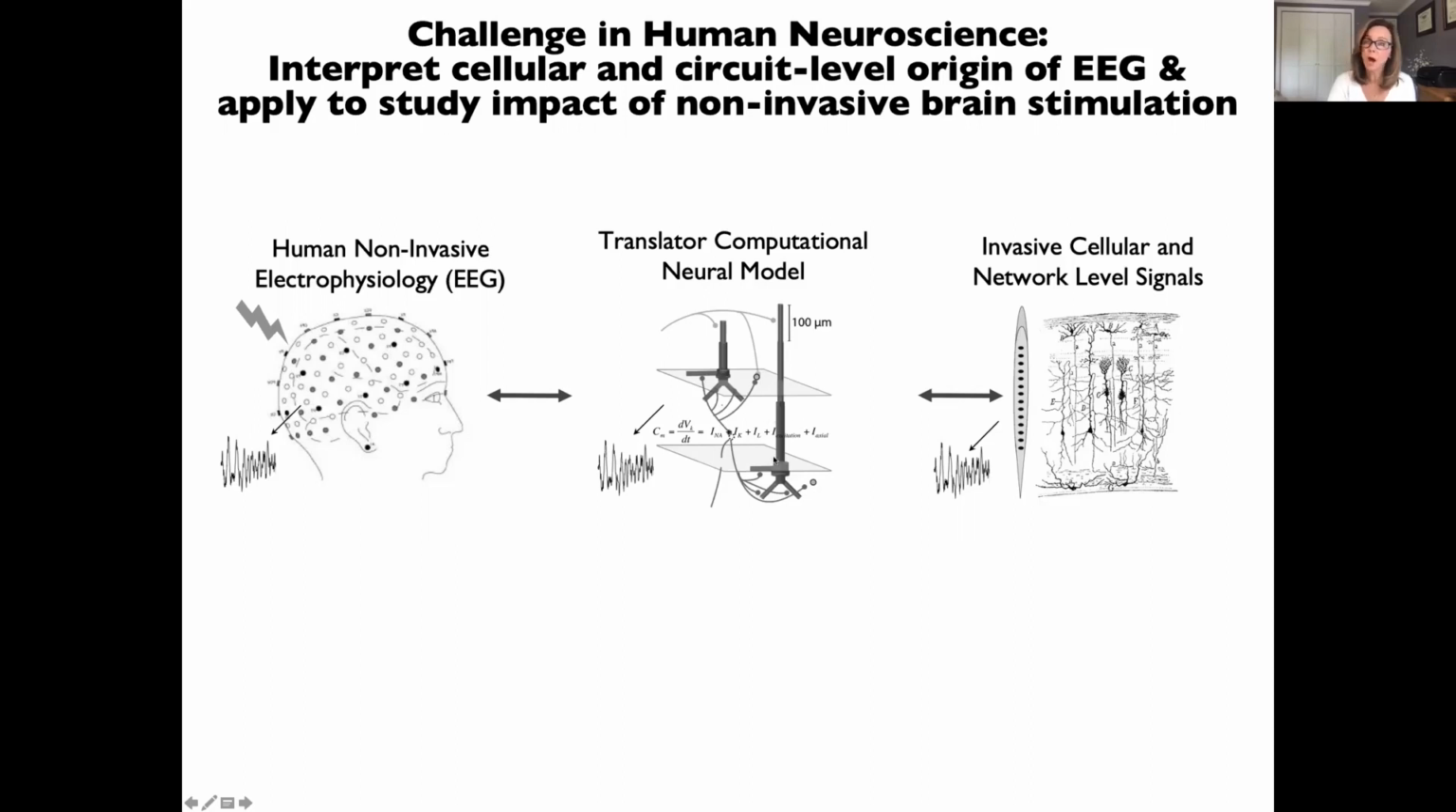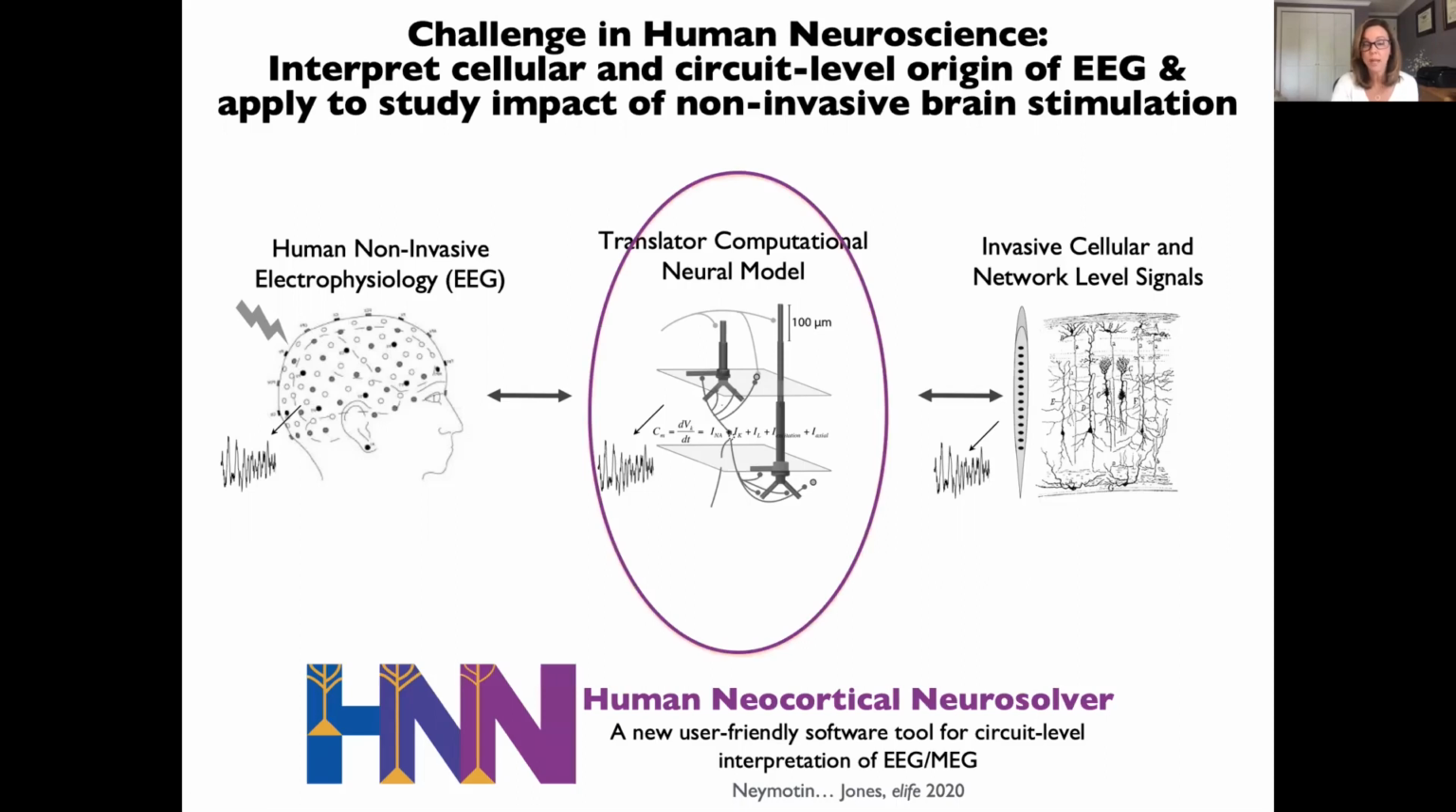neurons. And with models, we can have specificity both at this microcircuit generation level and at this macro scale recording level. And this is the primary focus of my research program. We've recently turned our modeling framework into this new software tool that we've designed for clinicians and researchers to begin to develop and test hypotheses on the circuit origin of their human EEG or MEG data. And we're calling it Human Neocortical Neurosolver, or HNN for short.